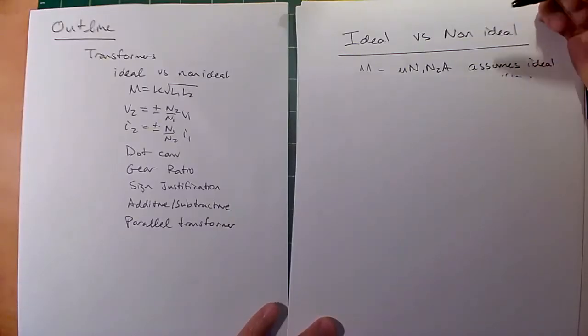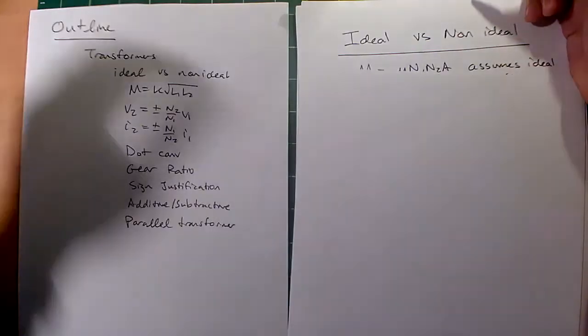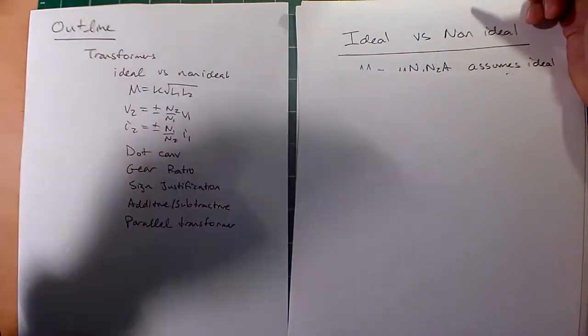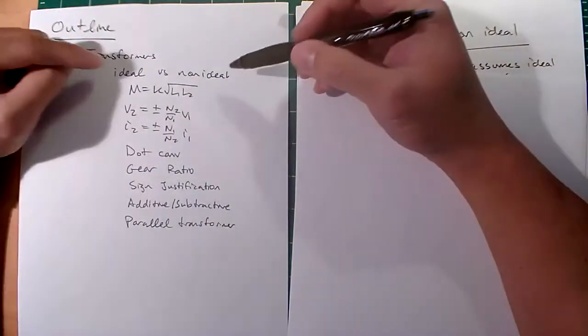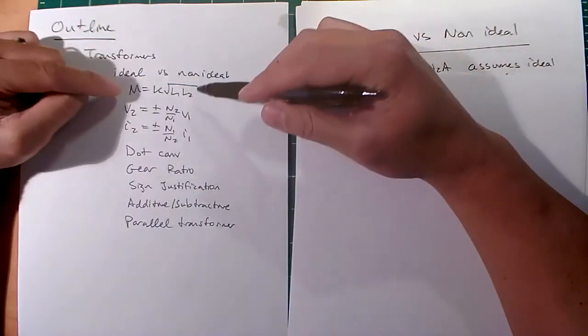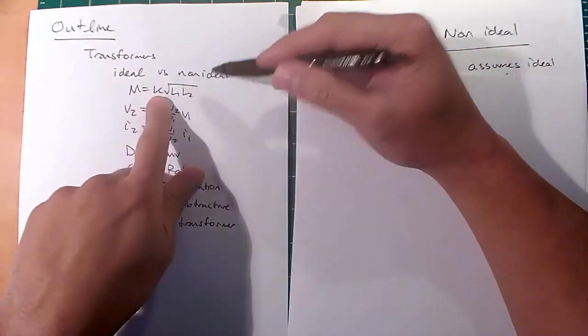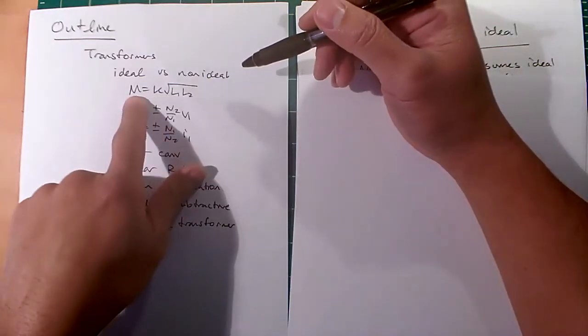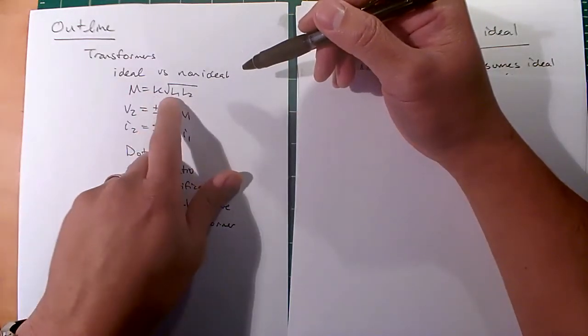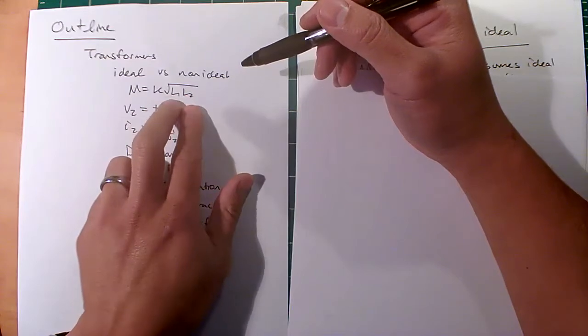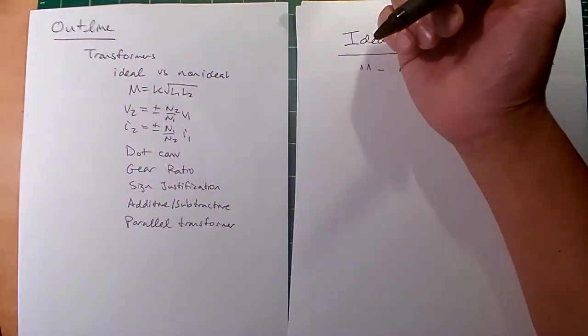Hi, this is ET350 lecture 11. Today we're going to talk about transformers again. We're going to look at ideal versus non-ideal. We'll look at this K called a coupling factor and how the mutual inductance is related to K times the square root of the individual self-inductances across a transformer.